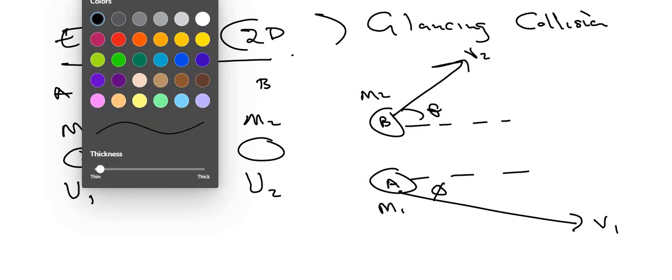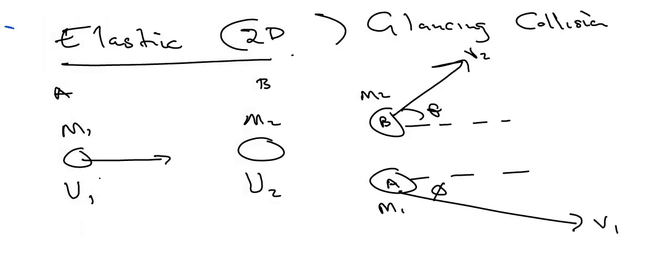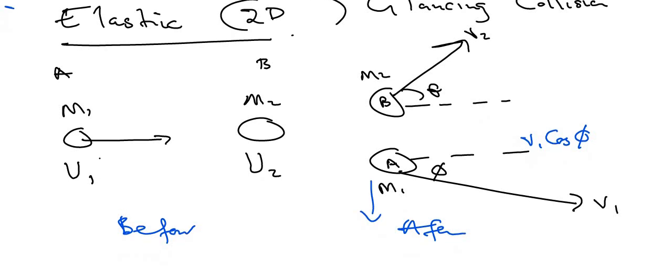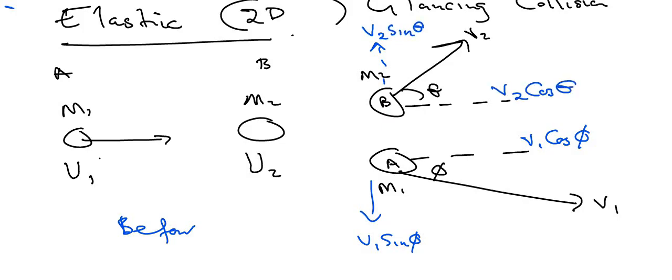So we are supposed to resolve each velocity on the before part and on the after part. This is before, this is after. We resolve this into an x component, which is v cos phi. To distinguish these, I'm using phi and theta here. Then there's going to be a y component, which is v1 sine phi. Then the same applies for m2. We're going to have the y component, which is v2 sine theta, and then the x component, v2 cos theta.